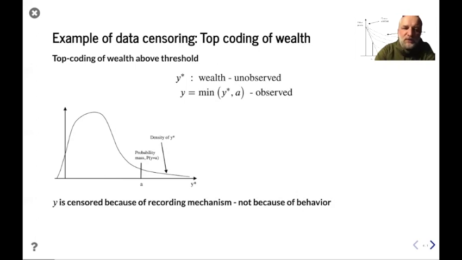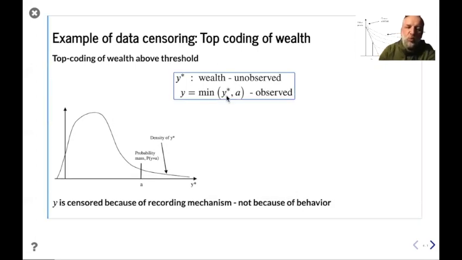Now the problem is that y star is not what we observe. We observe really the minimum of y star and a. And a, that's the truncation point. Now this is the underlying distribution of wealth, the real wealth, had we observed it perfectly. But what we will observe is this distribution, and then there's a mass point here. All that mass here has been put together out here in this particular point.